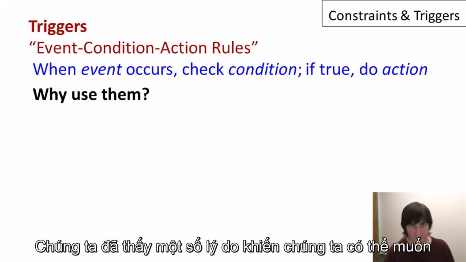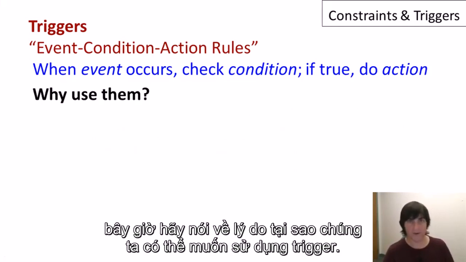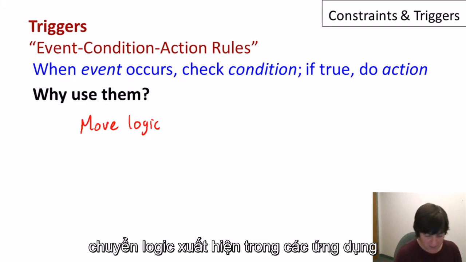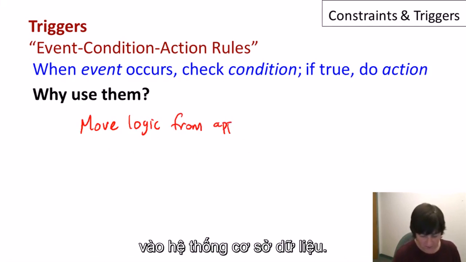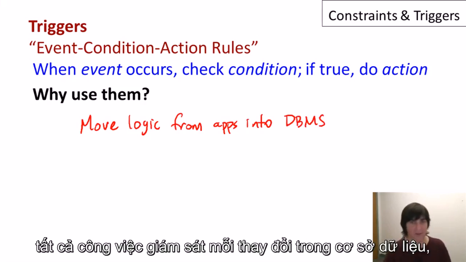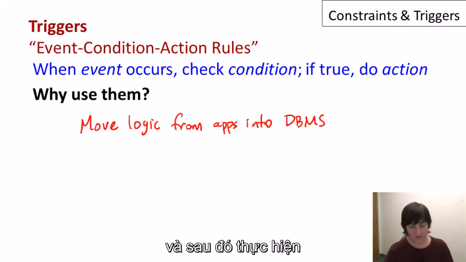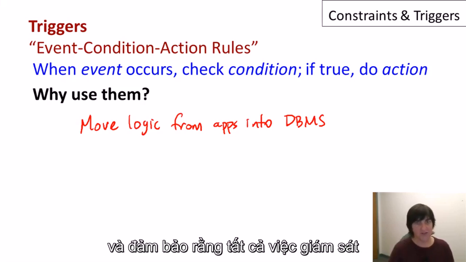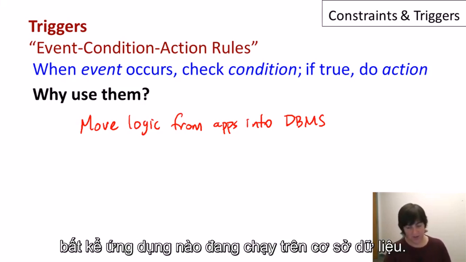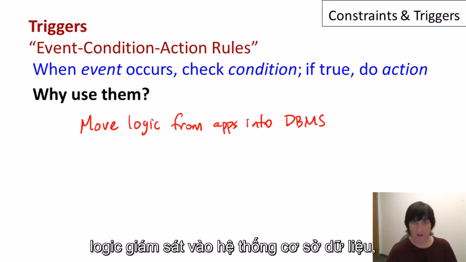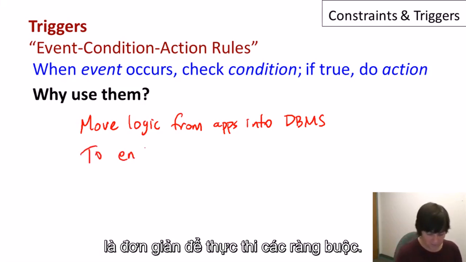We saw a number of reasons that we might want to use constraints. Now let's talk about why we might want to use triggers. Actually, the original motivation for triggers was to move logic that was appearing in applications into the database system itself. For example, if our application is doing all of the work to monitor each change to the database and then make additional changes based on that monitoring, why not put that functionality inside the database system in the form of triggers? That makes it more modular, and it ensures that all the monitoring automatically occurs no matter which application is running on the database. In addition to moving monitoring logic inside the database system, a very common use of triggers is simply to enforce constraints.